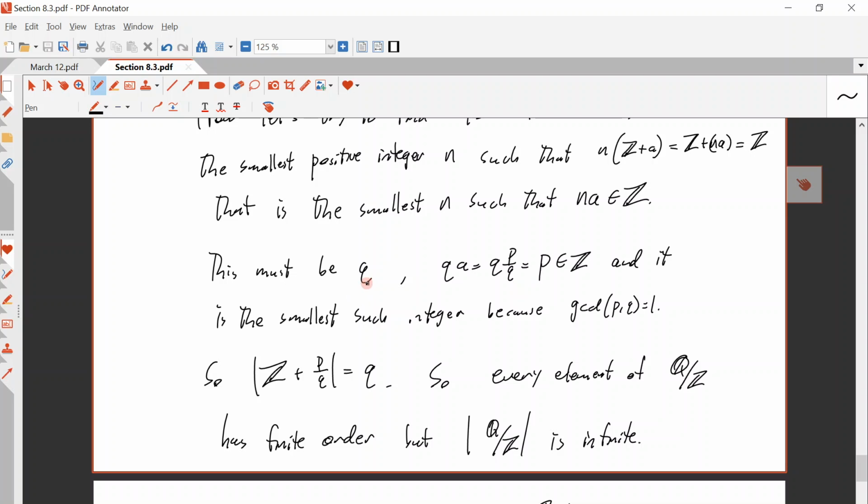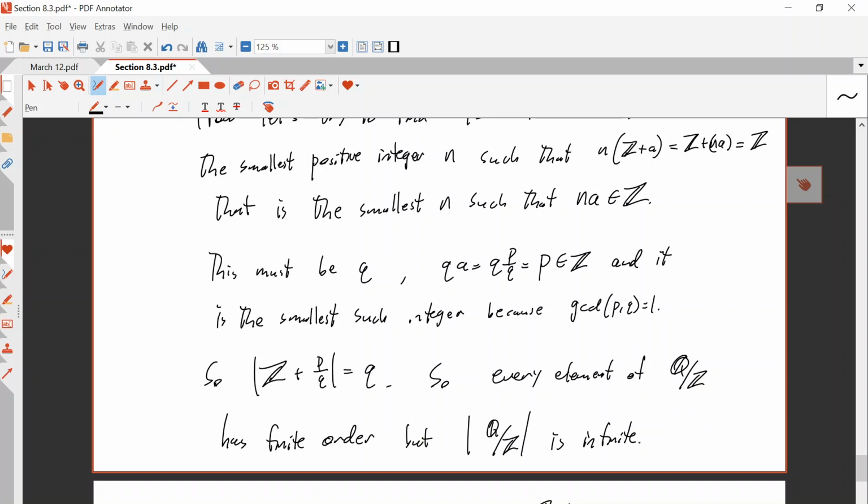Well, this must be the denominator q. Q times a is q times p over q, which is p, which is in Z. And that's the smallest such integer when p and q are relatively prime. I mean, again, the same example we had before. What was it? It was 6/8. When you multiply it by 8, you get 6. But 6/8 is not in lowest terms. So actually, when you multiply it by 4, you get 6 over 2, which is 3, because it wasn't in lowest terms. When it is in lowest terms, then q, the denominator, is the order.